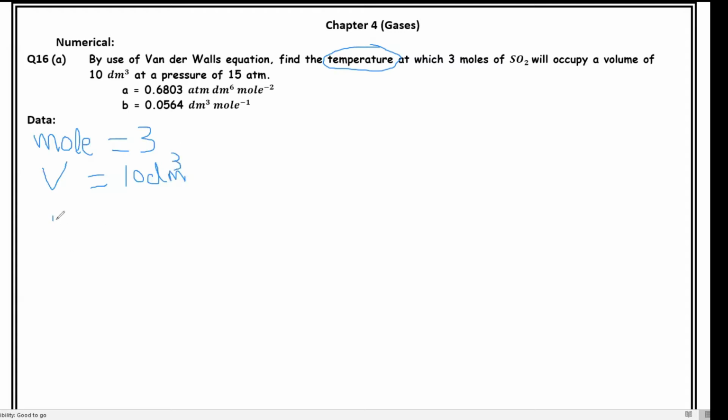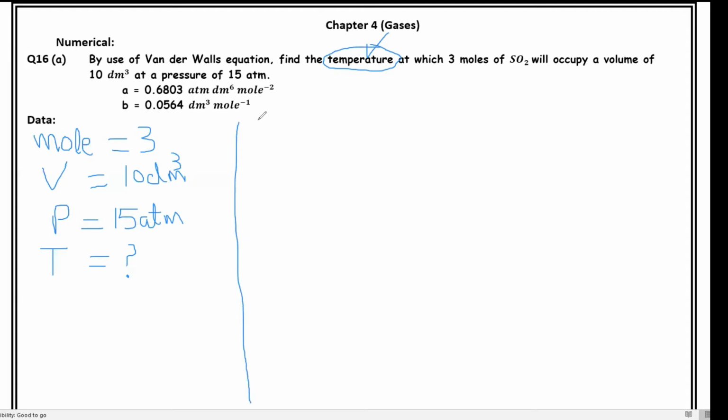Then pressure is given to us as well, that's equal to 15 atm. And you're asked what the temperature is. You have to find temperature, that's equal to question mark. The van der Waals constants A and B values are given to you. So first we apply the formula to solve the numerical.